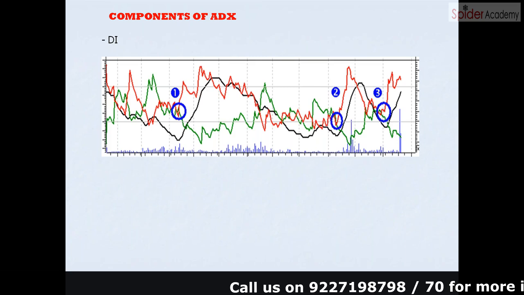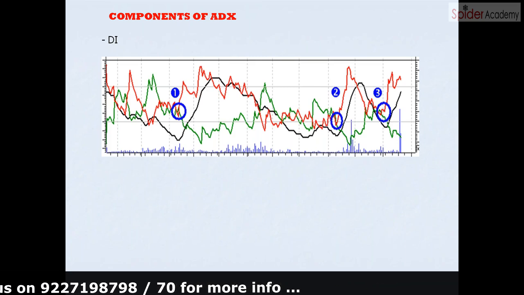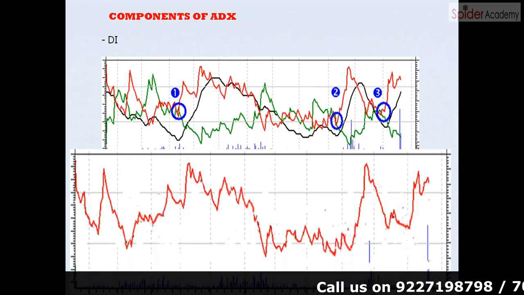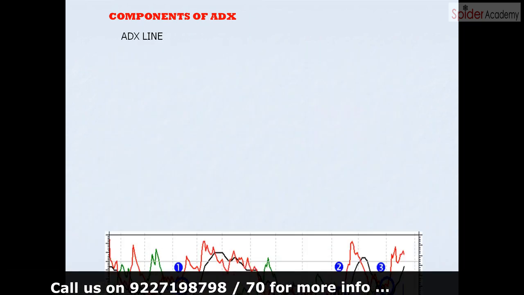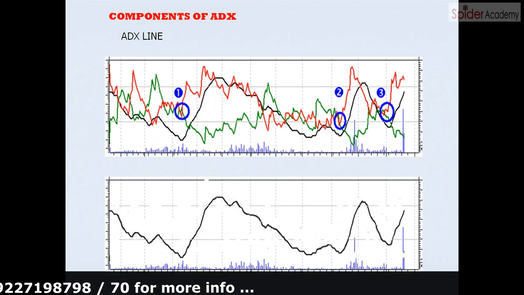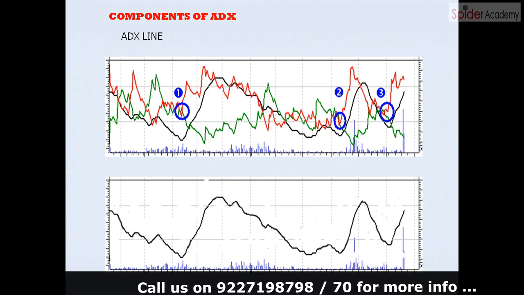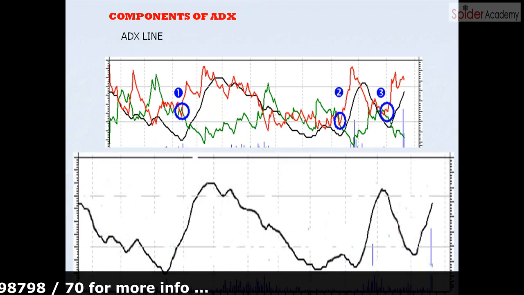कोई भी जो चार्ट यूज करता है उसको पता ही होगा, मतलब ग्रीन पॉजिटिव, रेड नेगेटिव. So easy to remember, positive DI, negative DI. And the third component is the black color line, which is ADX line. So we have three components: positive DI, negative DI, and the ADX line. Now combining these three lines, we will make a strategy for trading.